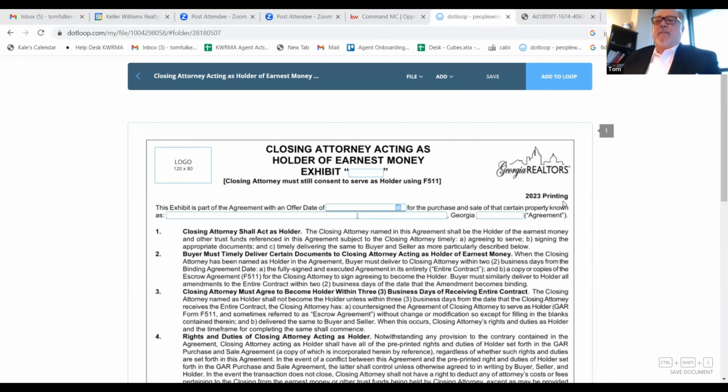Okay, guys, this is the other form I want to go over with you all today. There's a lot of misunderstanding and really not good contract writing and files regarding a closing attorney holding earnest money. The first thing I want to point out is at the top of the page, right under the exhibit section: closing attorney must still consent to serve as the holder using the F511.